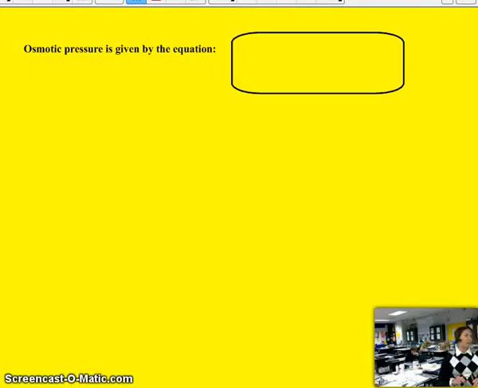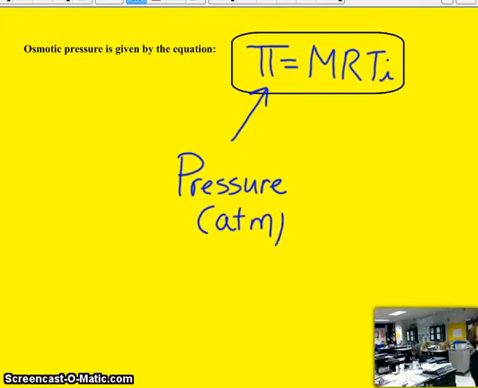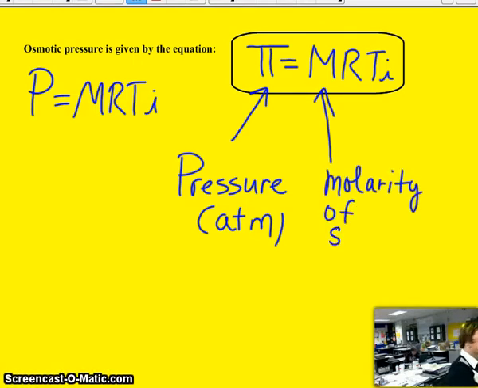We can actually calculate that pressure by this equation, okay, where this, it's not pi, okay? It's referred to as pi, but it isn't 3.14 pi. It is the pressure. And it's measured in atm. So if you want to replace it with P equals MRTi, you may. It's exactly the same thing. M is the molarity of your concentration, of your solution, excuse me. And that's going to be measured in moles per liter.